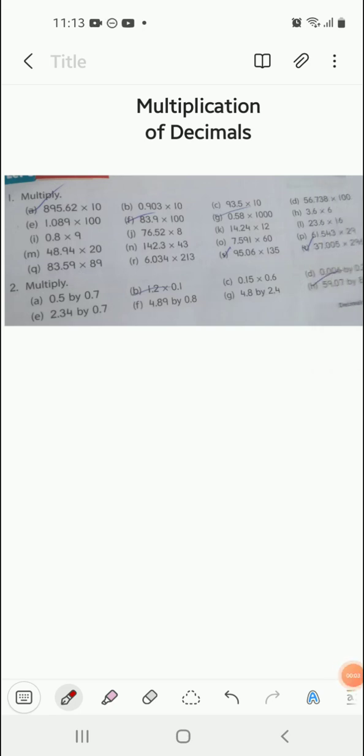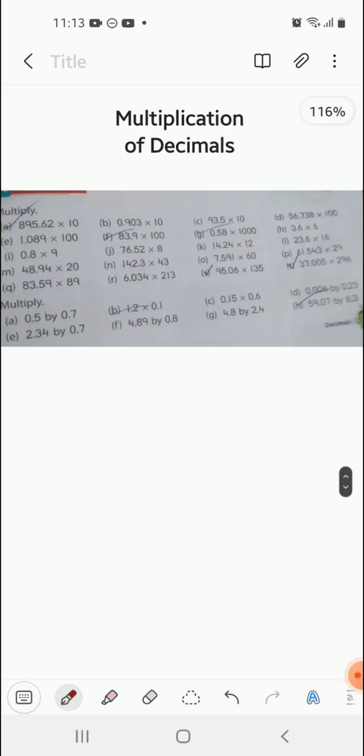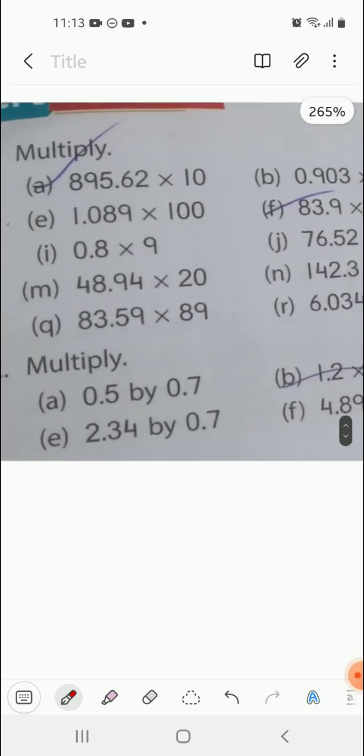Today's topic is multiplication of decimals. So first we are going to learn how to multiply decimal numbers orally.